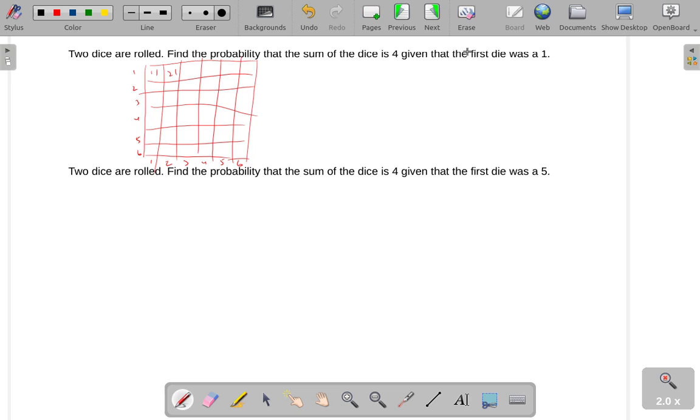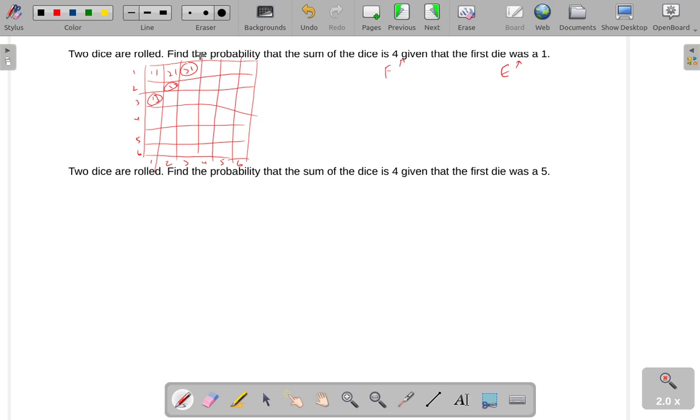Find the probability that the sum of the dice is 4, given that the first die was a 1. Well, in this chart, let me give these names. Let's call this E. Let's say this is F. In general, if I was just trying to figure out the probability that the sum of the dice is 4, I would have to be looking at this event, or these three outcomes: getting a 3 and a 1, a 2 and a 2, or a 1 and a 3. I had those backwards. Should be 1, 3, 2, 2, 3, 1.